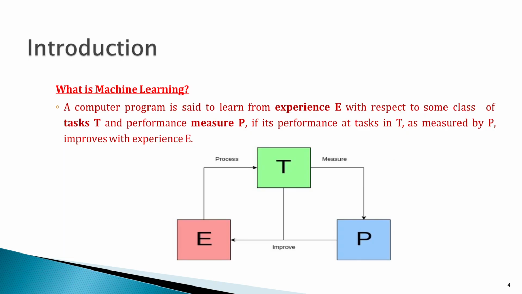So if you conclude machine learning, it is nothing but whatever task you are giving, it should learn from the experience, and then when put into validation, we should check the accuracy of the model, the performance measure. So the statement says that if its performance at task T, as measured by P, improves with experience. The P, that is the performance measure, improves with experience.